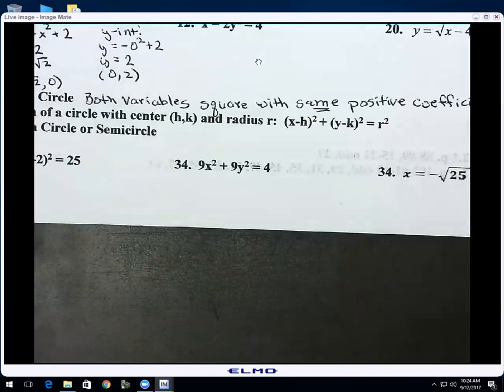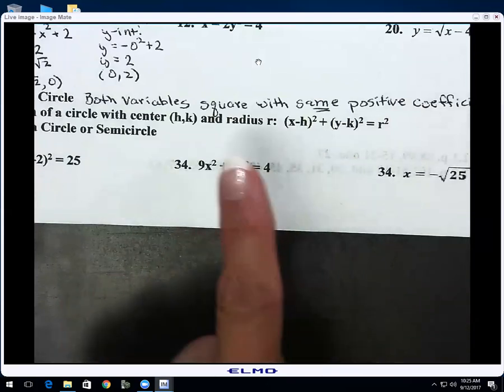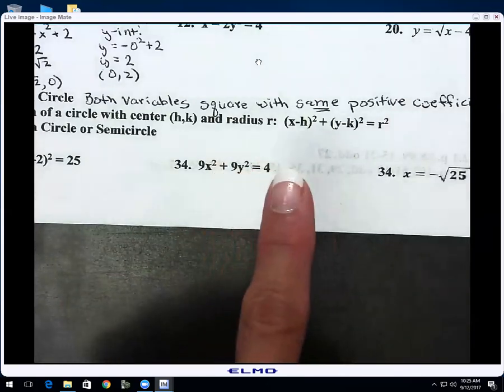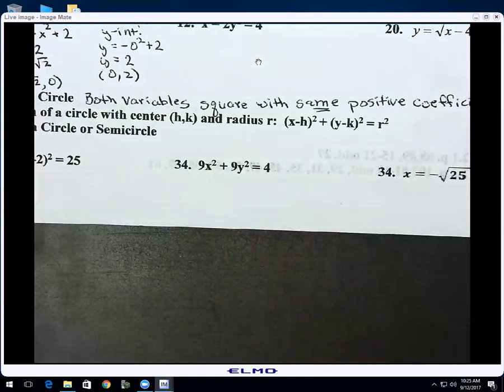Both variables have to be squared with the same positive coefficient. If both variables are squared, but one of them has a negative coefficient, it's a hyperbola. If both of them are squared with positive coefficients, but those coefficients are not the same, then it's an ellipse. You're starting at the center and you're not going the same distance left, right as you go up and down. That's what forms an ellipse. If the coefficients are both positive and the same number, then it's probably a circle. It could possibly be just a point or no graph. We're not going to talk about those right this minute.